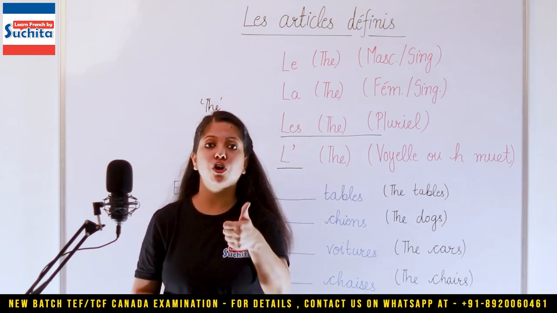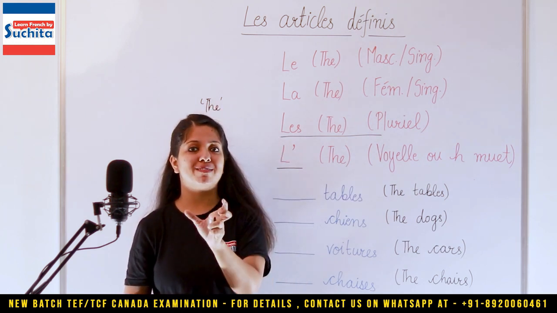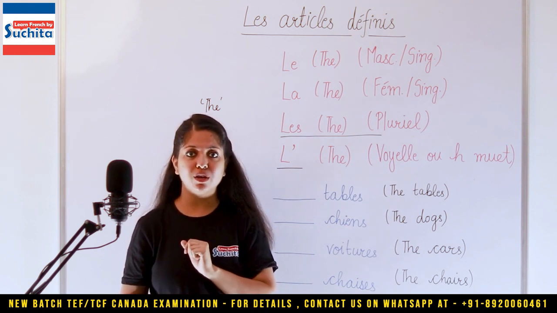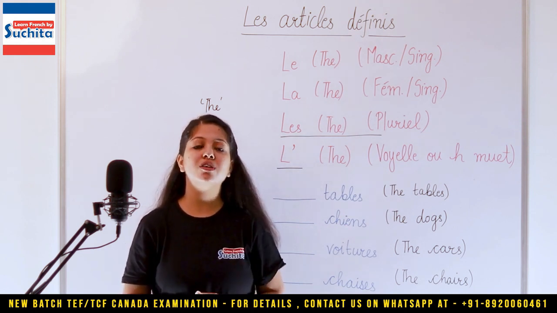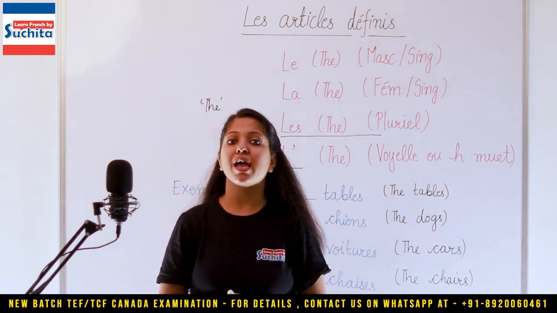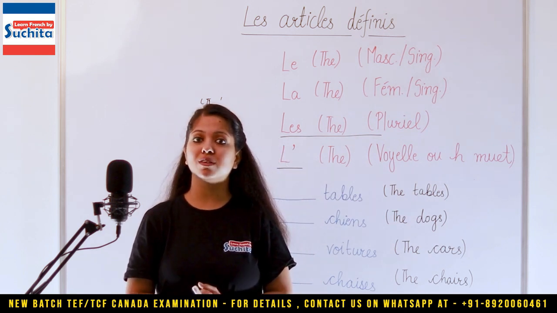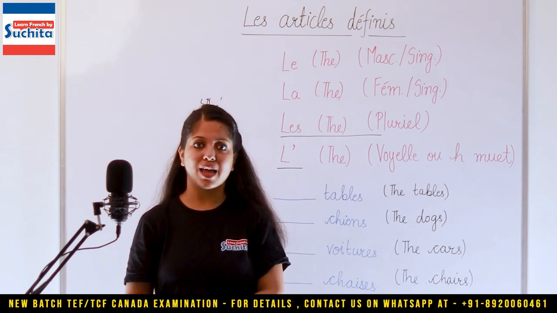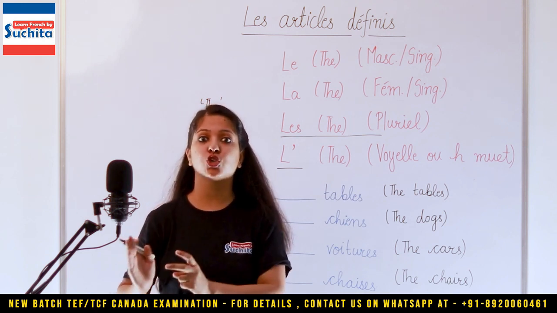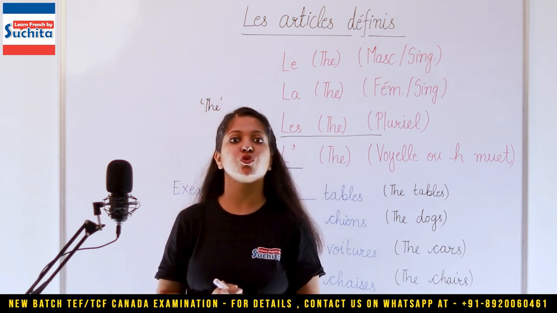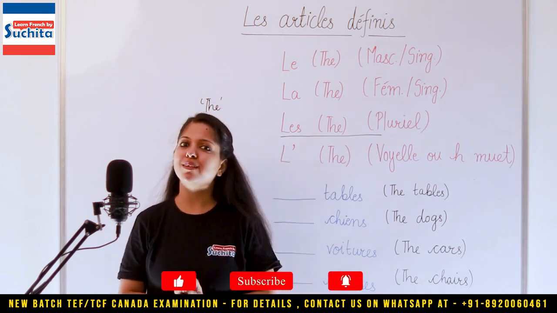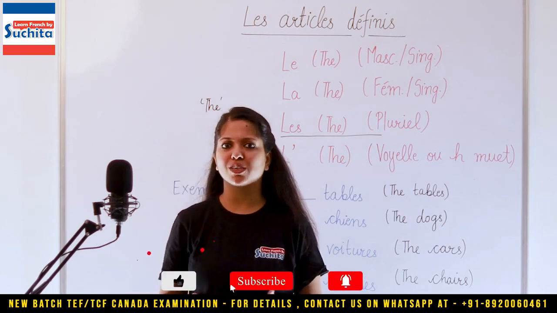So that means you use le for the words which are masculine singular, la for the words which are feminine singular, les for the words which are plural, and L apostrophe for the words which begin with a vowel or the silent letter H, and the word should be singular. In that case, you use L apostrophe. So now we'll look at certain examples to explain the concept in a better way.